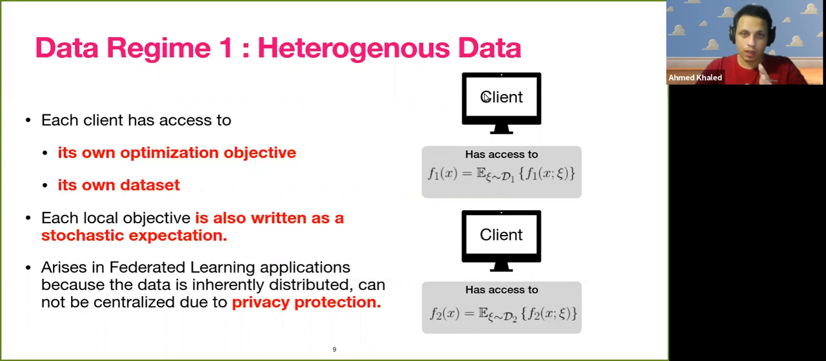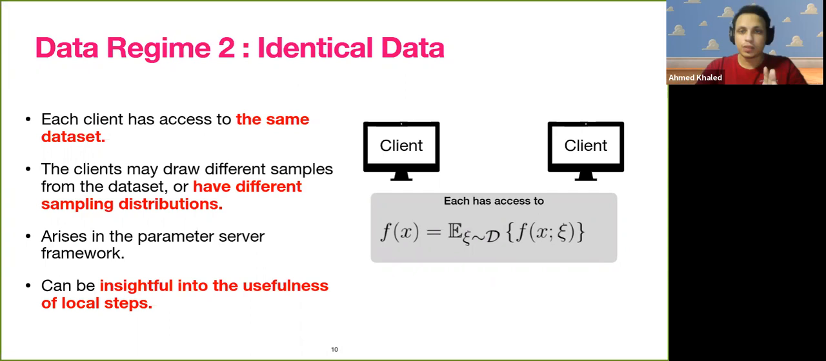The second regime is the identical data regime. And this is a regime in which all of the clients have access to the same function. Now, this means that in a machine learning setting, coming from empirical risk minimization, all of the clients are going to have access to the same data set. And the clients can sample differently from the same data set, but they must be able to sample all of the points.